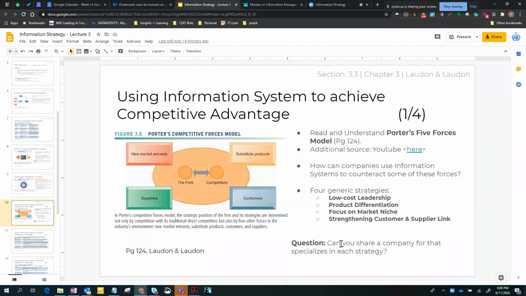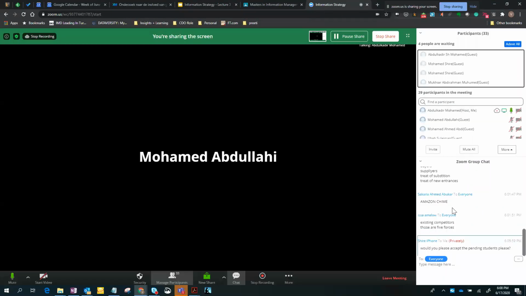Now, maybe can I get an example of a company that specializes in, I mean, we can just not do all four because I'm looking at the time as well, but maybe give me an example of a company that is using any of these strategies. So maybe mention the company and the strategy in the chat box. Let's see what you can think of and come up with.